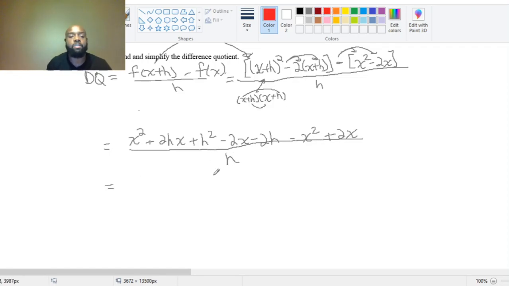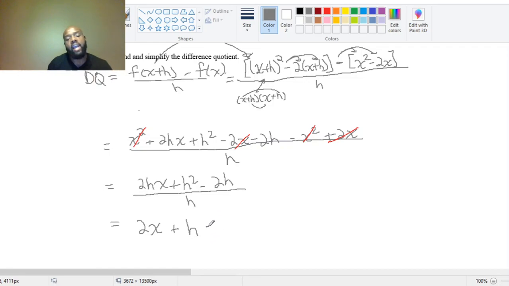Now, I can simplify some things, because this x squared cancels with this x squared, this negative 2x cancels with that positive 2x, and I'm left with 2hx plus h squared minus 2h all over h. Since I have a monomial in my denominator, I can divide each of these terms by h. The h cancels here, so I'm left with 2x. One of the h's cancels there, so I'm left with h, and the h cancels there, I get 2. And so this is your difference quotient.